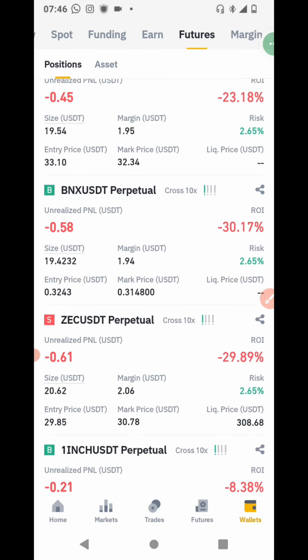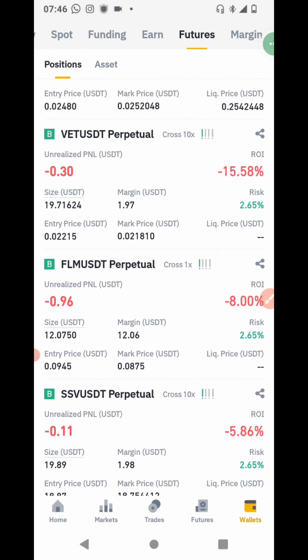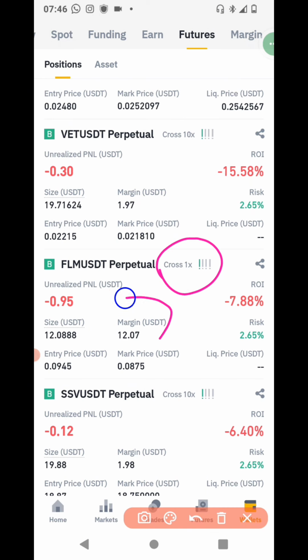So I believe that we have touched on the very important point. Let us look at this FLM USDT. It's unique because it's using 1x leverage. That is why you see that this margin is the same thing as this size. So in this particular trade, the bot is saying, I don't want to take high leverage. What I put into the market, please give me exactly what I put into the market.